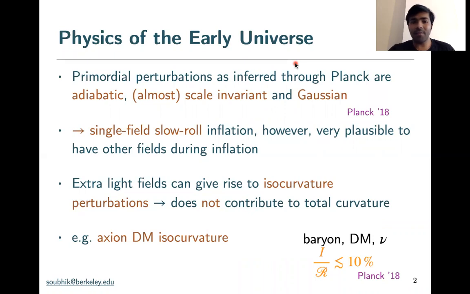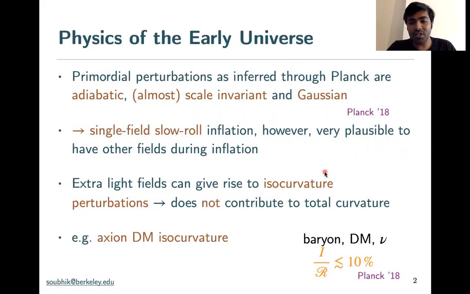One thing that can happen is that these light fields can inherit quantum fluctuations during inflation, and they can give rise to isocurvature perturbation. If these light fields are very subdominant in energy, these fluctuations do not contribute to total curvature, but rather they give rise to isocurvature perturbations. A canonical example in this context is axion dark matter isocurvature, where the axion can inherit these quantum fluctuations during inflation, and then eventually give rise to dark matter isocurvature.